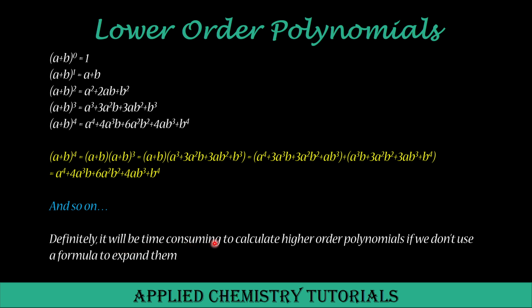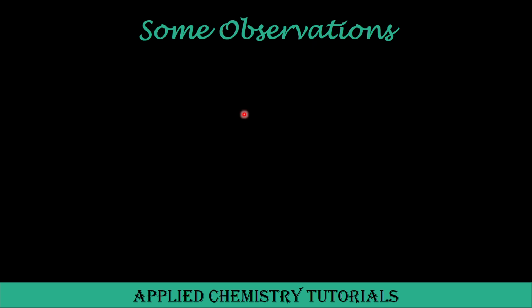Definitely it will be time consuming to calculate higher order polynomials if we don't use the formula to expand them. Suppose we need to calculate (a + b)^7, so we need to do the multiplication again and again to find out the expanded form. So from this we have some observations, and we are going to discuss them first.